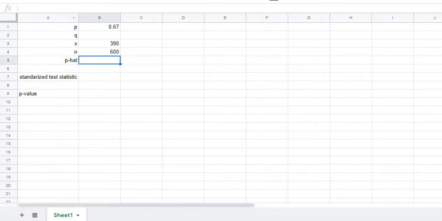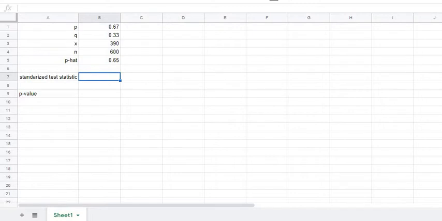Here I have my values filled out that were given to me, and now let's fill in the q and the p hat so that we can use those in our calculations. q is equal to 1 minus p. p hat is equal to x divided by n.